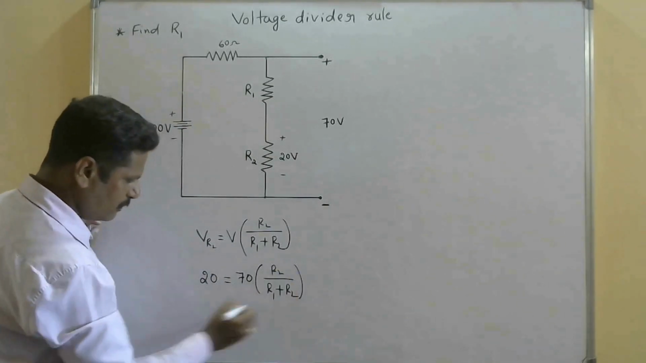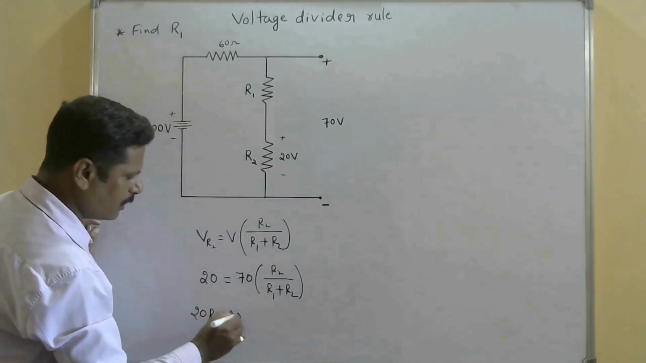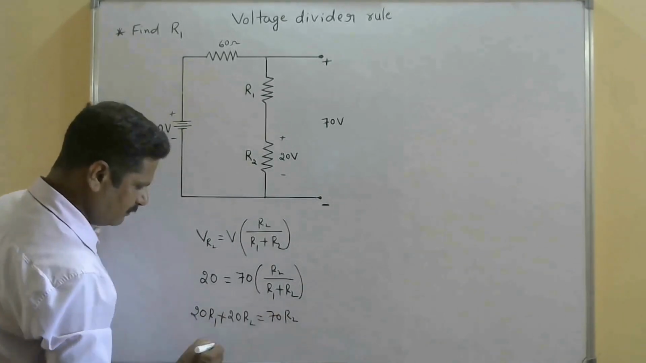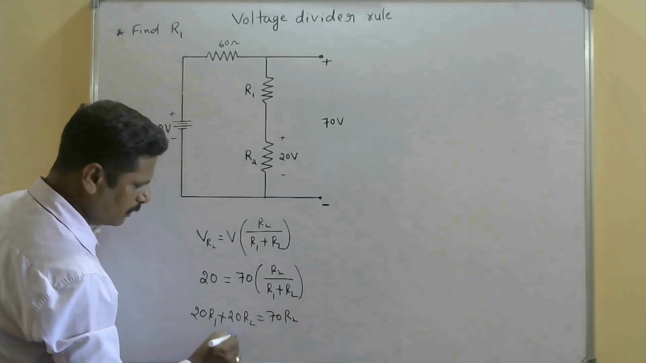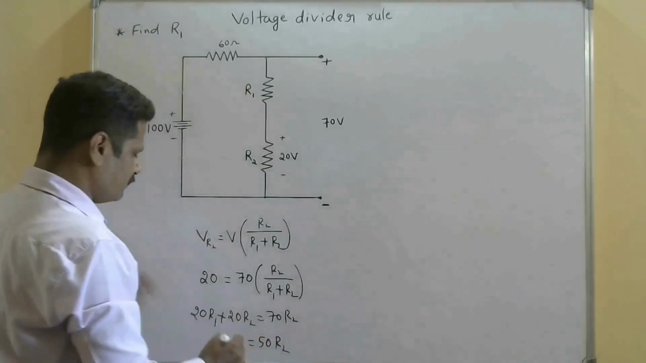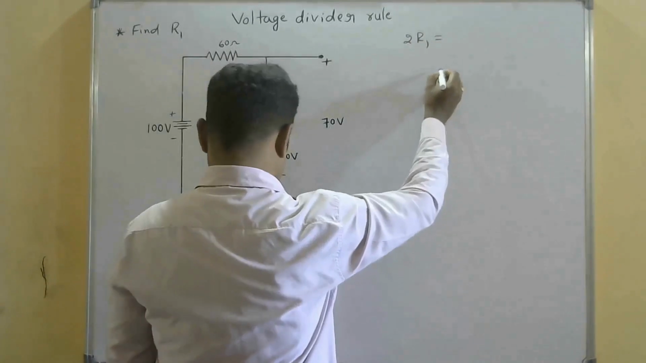On solving this one, we will get 20 R1 plus 20 R2 is equal to 70 R2, and this gives 20 R1 is equal to 50 R2, or else 2 R1 is equal to 5 R2.